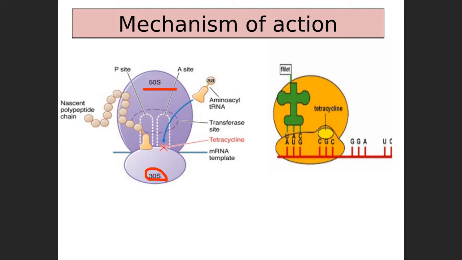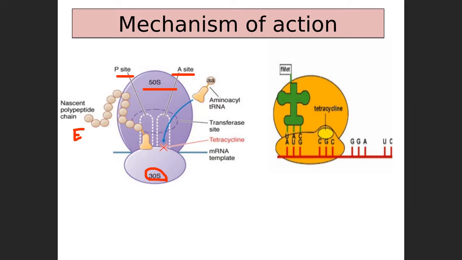Before we actually understand the mechanism of tetracyclines, we will first see what is actually happening in the bacteria to produce the protein. There are two subunits, 50S and 30S, and there are three sites: the A site, the P site, and one more site, that is the E site. The A site is known as the acceptor site, the P site is known as the peptidyl site, and the E site is known as the exit site.